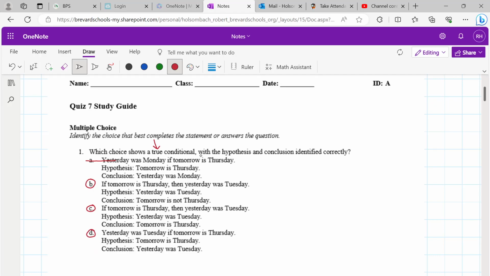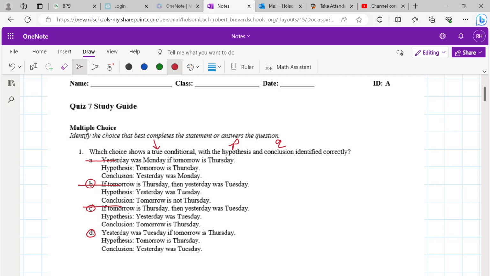So now, with the hypothesis and conclusion identified correctly, the hypothesis follows the if. The conclusion follows the then. This is our P, this is our Q. So, hypothesis, yesterday was Tuesday. That doesn't work, does it? Because yesterday was Tuesday follows the then. Answer choice C, hypothesis, yesterday was Tuesday. Yesterday was Tuesday follows the then, so this doesn't work.